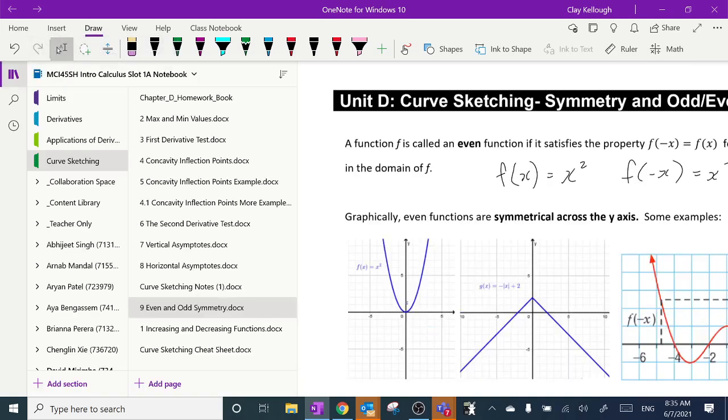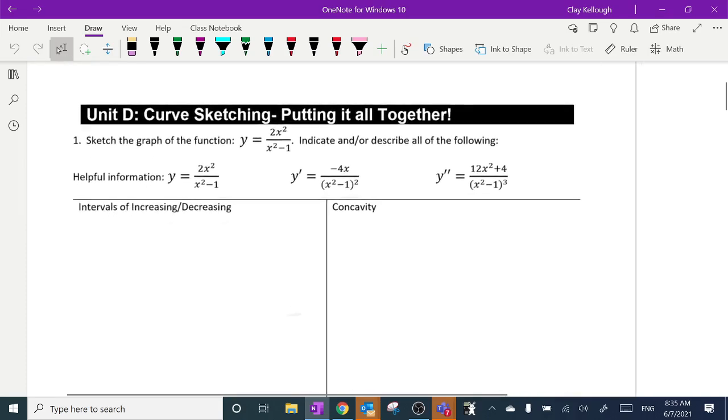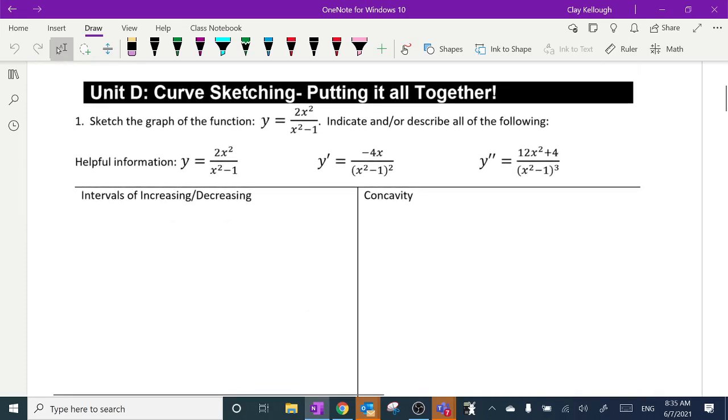And there we go. And this is our last handout right here. It's called Putting It All Together. I think it's just called Curve Sketching if you're looking for it in your own OneNote.